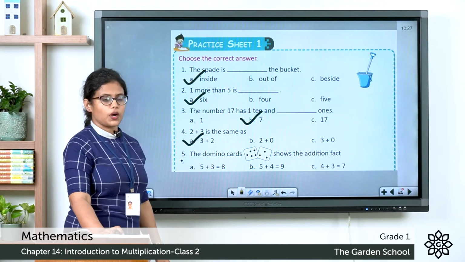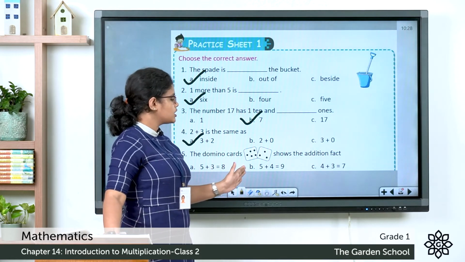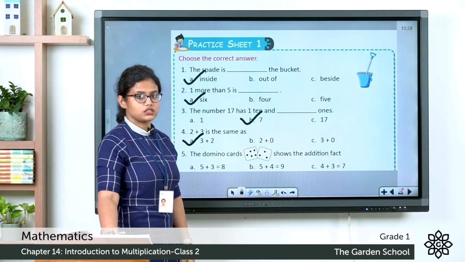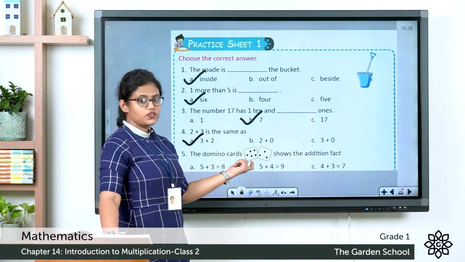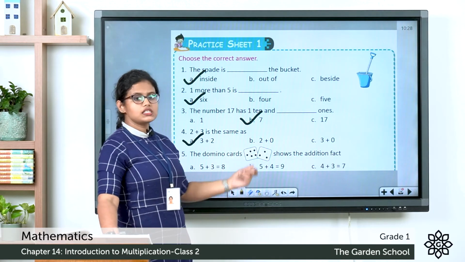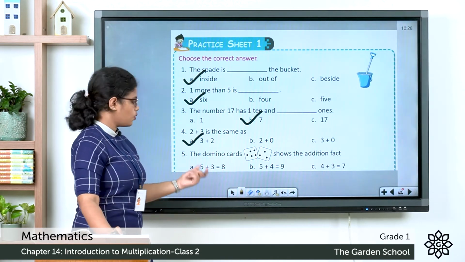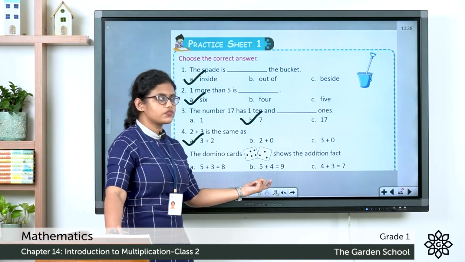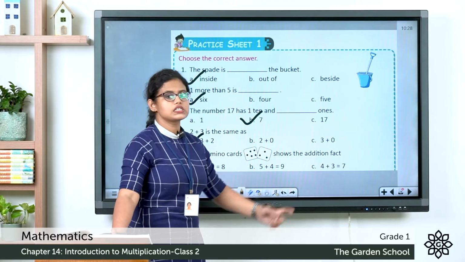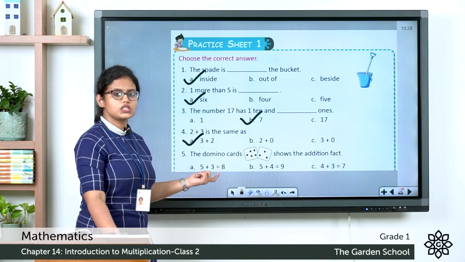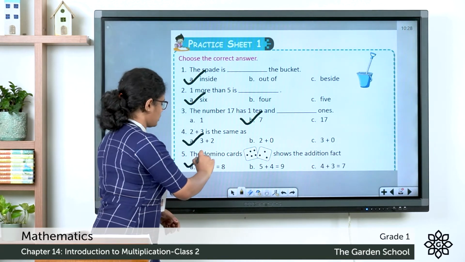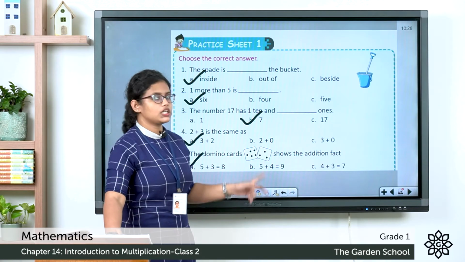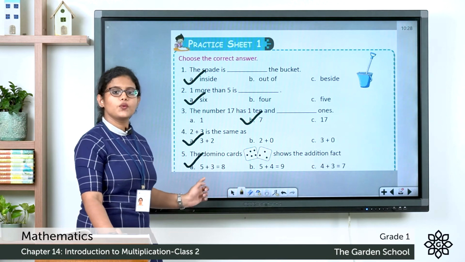What about the fifth one? The domino cards show the addition fact. Here you can see 5 dots, 5 plus 3. So, what is the answer? 5 plus 3 equal 8, 5 plus 4 equal 9, 4 plus 3 equals 7. The first one. Here 5, here 3. 5 plus 3 equal 8.